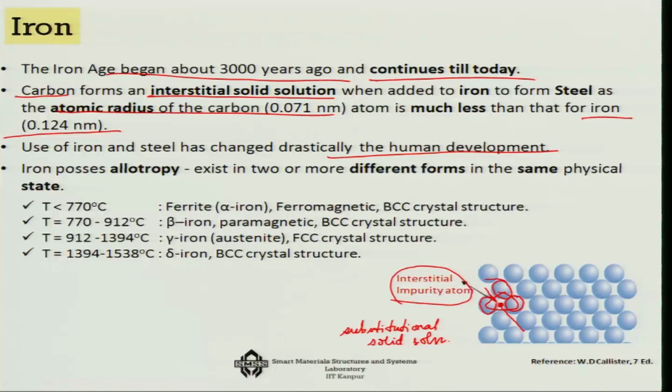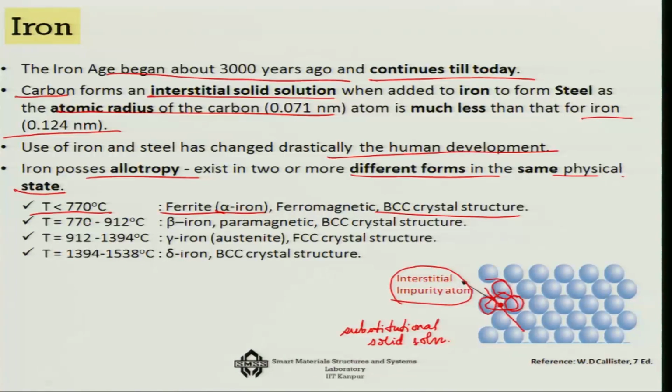So, we will see later on that it affects the hardness and strength in a very favorable manner. Now, regarding iron, one more important thing we have to keep in mind is that, just like carbon, iron possesses many allotropies, and these allotropies, different forms in the same physical state, are actually a function of temperature. For example, below 770 degrees, you will always see the alpha iron or ferrite. These have a BCC crystal structure, and this is ferromagnetic in nature.